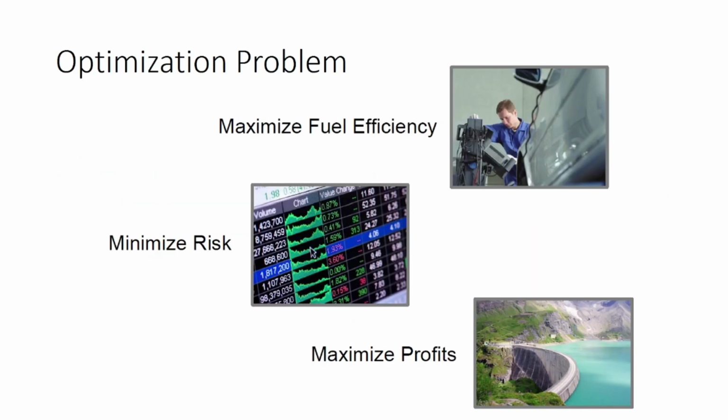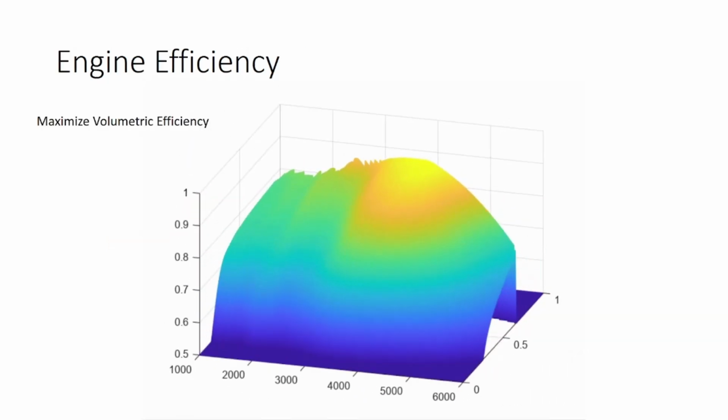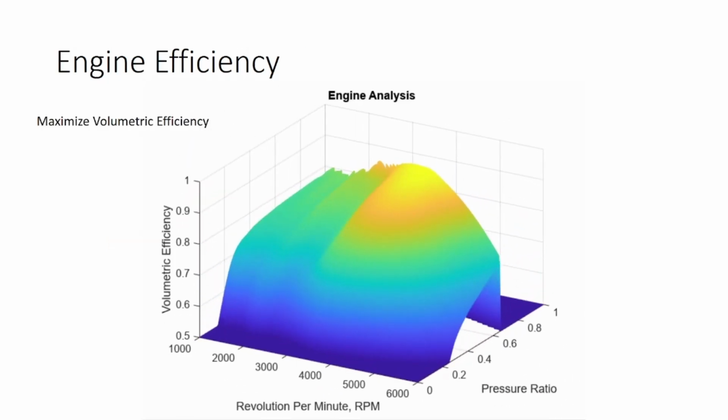Some of the optimization problems could be like maximizing the fuel efficiency of an engine, minimizing the risk in the finance area, and maximizing profits. Let's take an example of engine efficiency. The plot shows how volumetric efficiency varies with respect to pressure ratio and revolutions per minute. Our task is to find an optimal point where the volumetric efficiency is maximum.